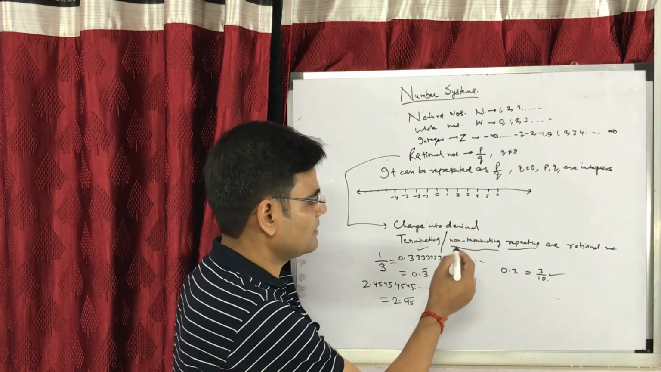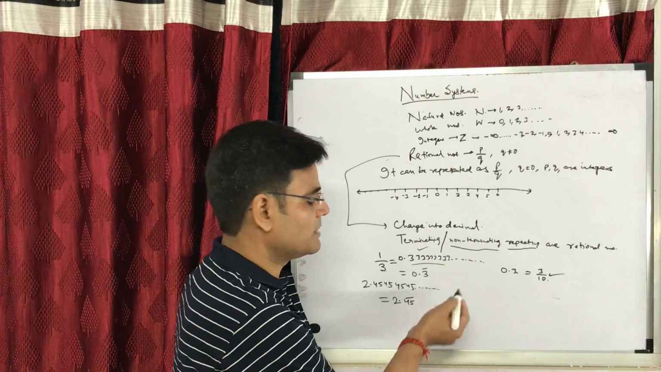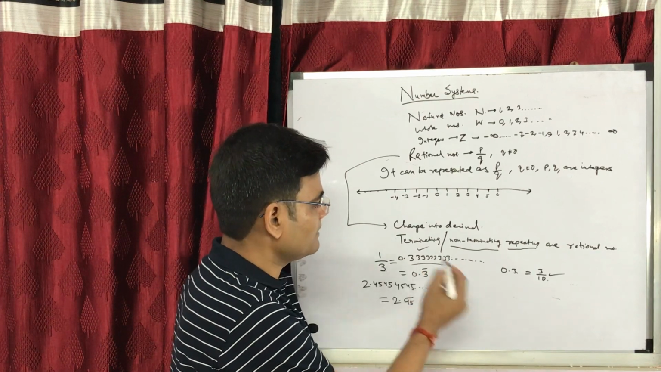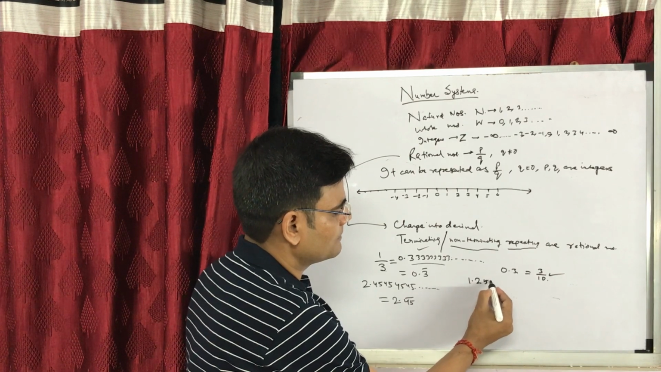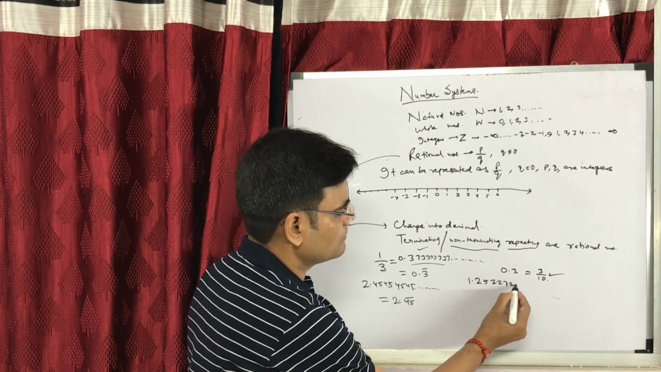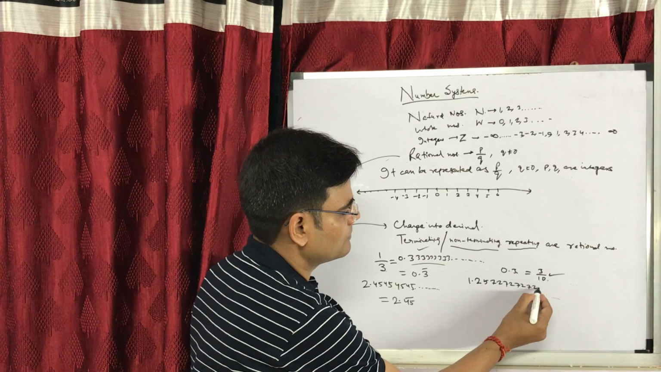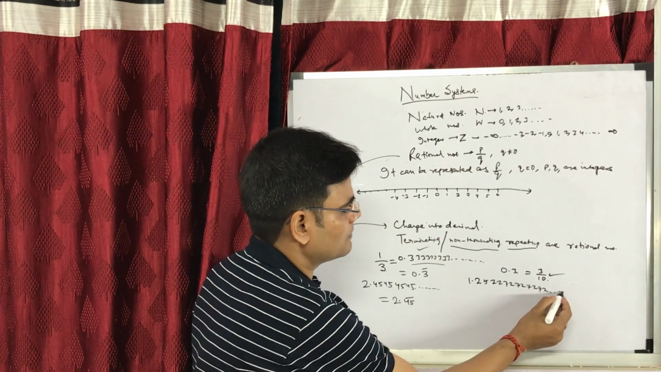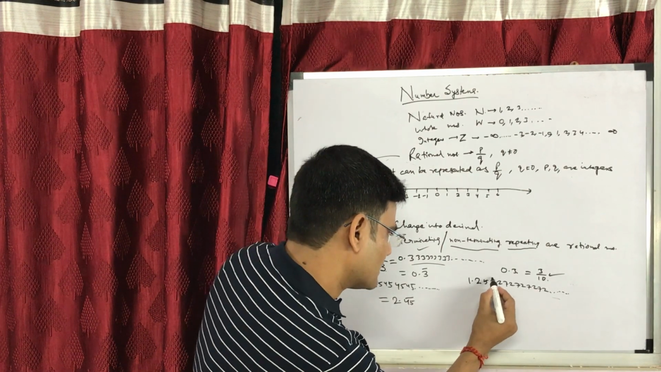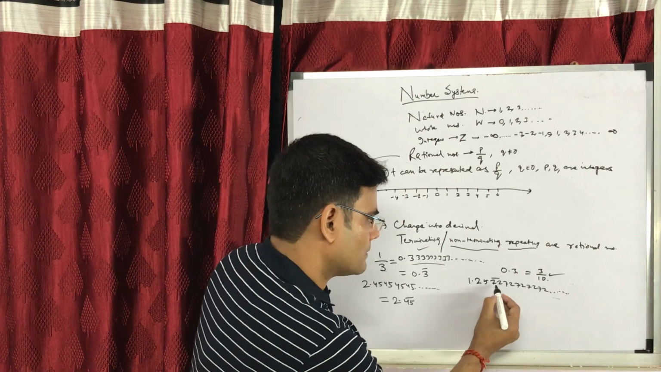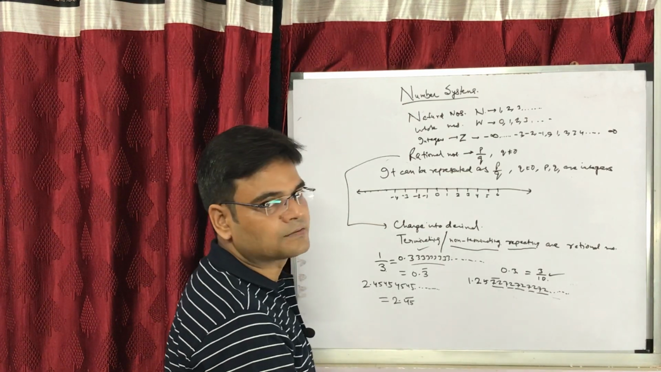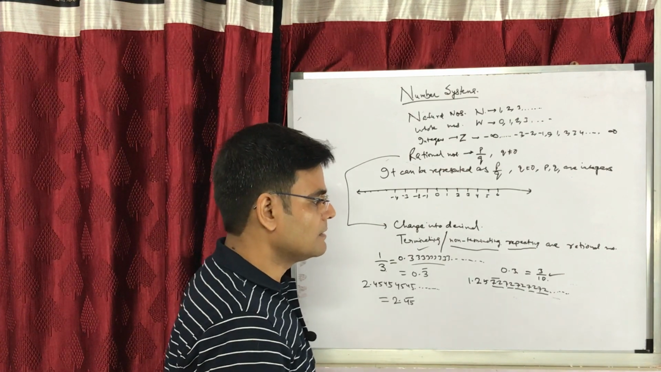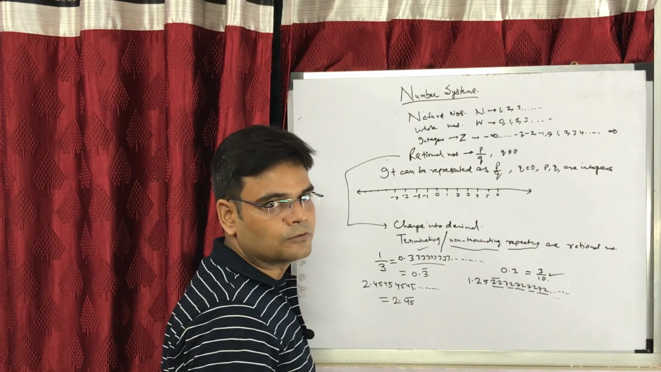If they are non-terminating like this, but they are repeating at any point of time, it can be something like this: 12.25727272727272... So you see the repetition is here, right? 72 72 72 72. This is a rational number, and it can be represented in P by Q form.